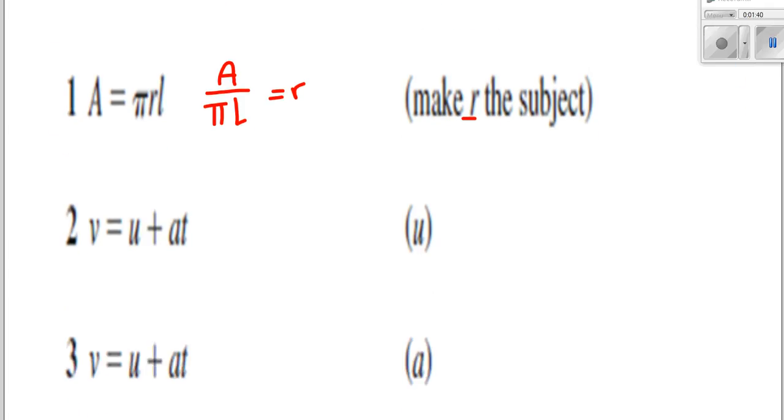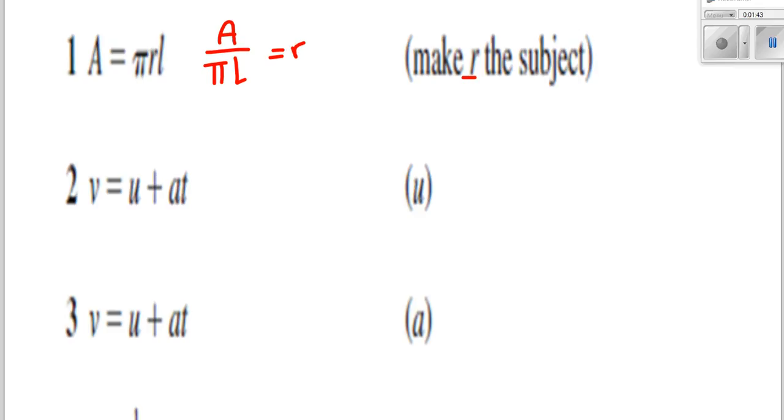Next one, we've got V equals U plus AT. What we're asked to do is to make U the subject. So where is U in the whole equation? U is here. So in order to get U by itself, we'll need to subtract this from both sides because it's been added. So to get U by itself, we'll need to subtract both sides by AT.